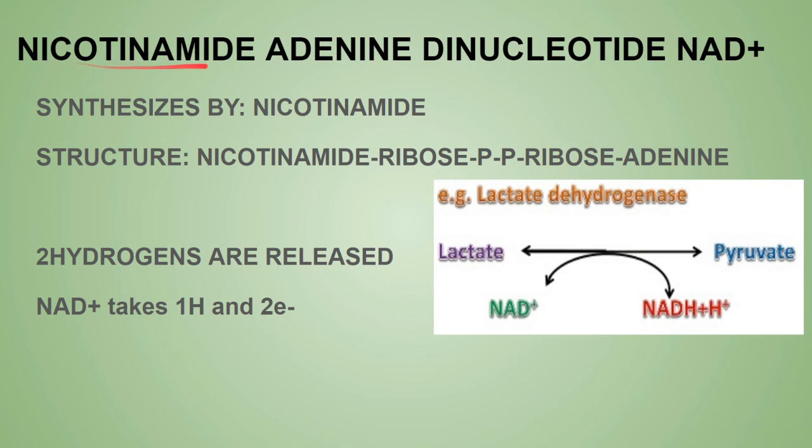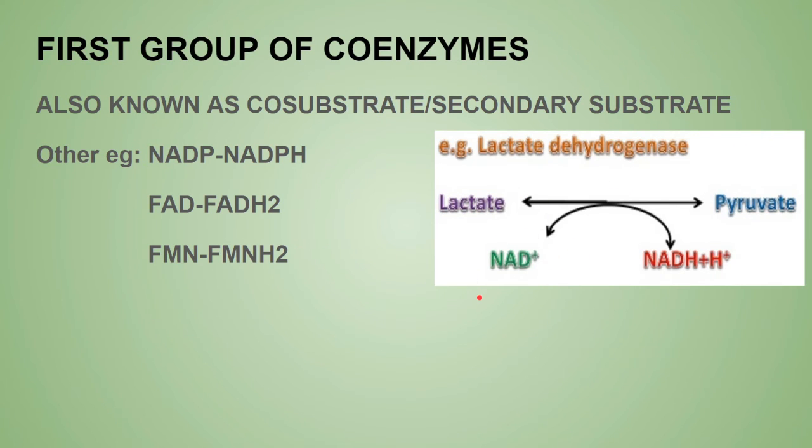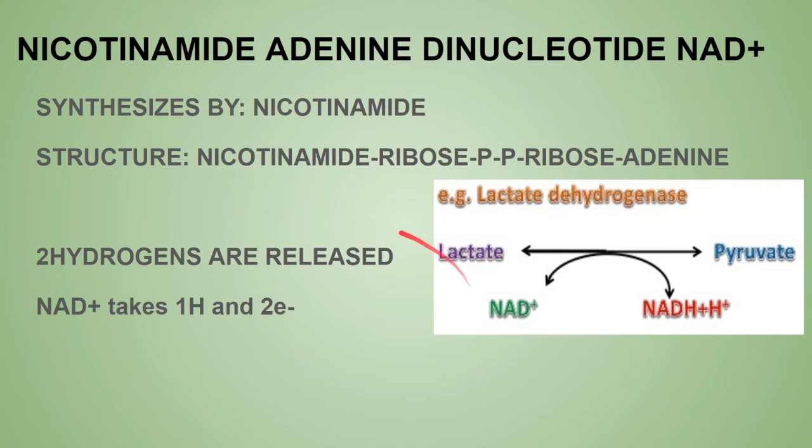Now nicotinamide adenine dinucleotide, NAD. What is this? It is a coenzyme we studied here. Now we study it in detail. It is synthesized from nicotinamide, and remember, it is a member of the vitamin B complex. The structure of it is nicotinamide, ribose, two phosphate bonds, ribose and adenine.